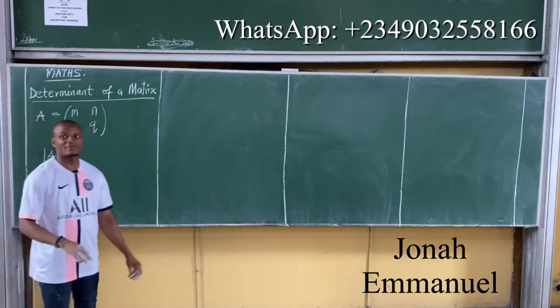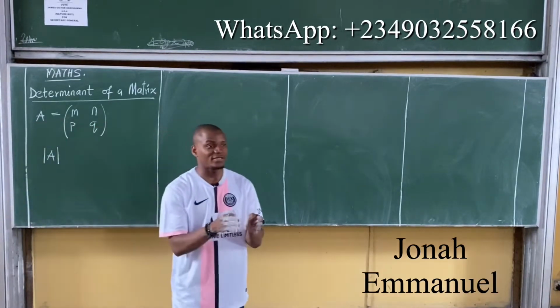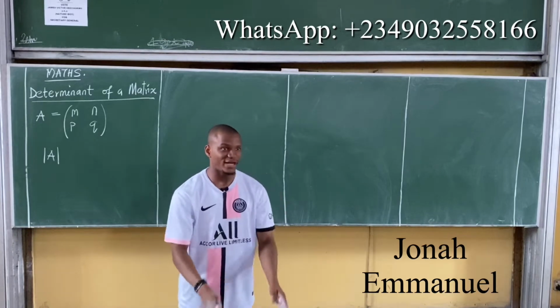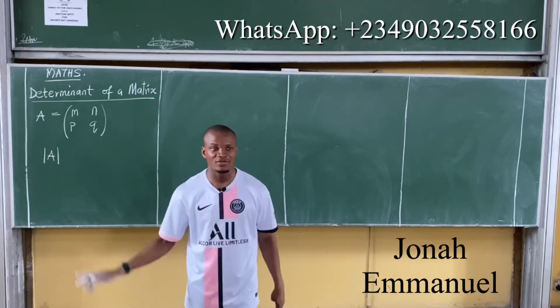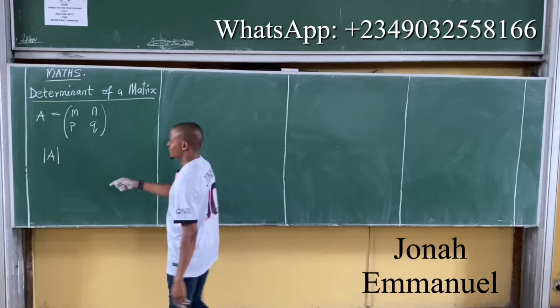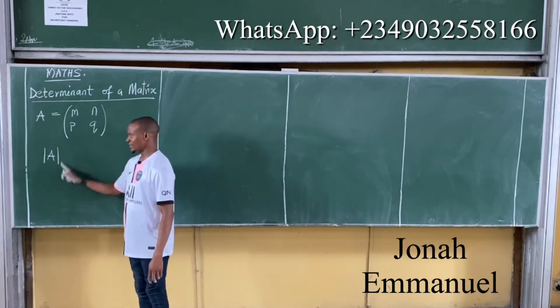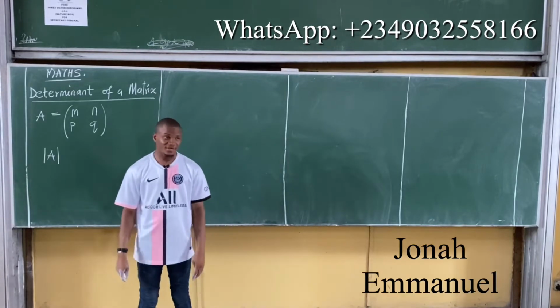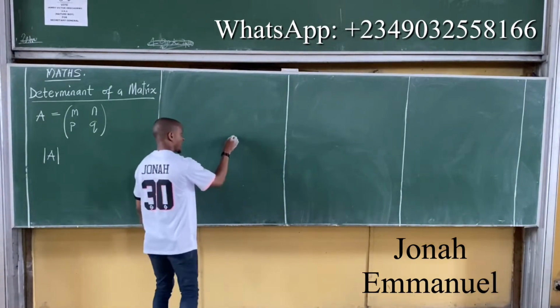So how do you write determinant? You write that matrix between what? Two straight lines. This means determinant. Whenever you see a matrix like this, it means what there? Determinant.